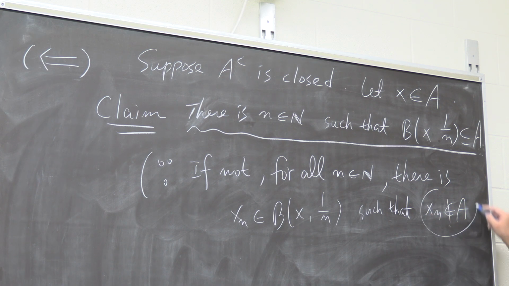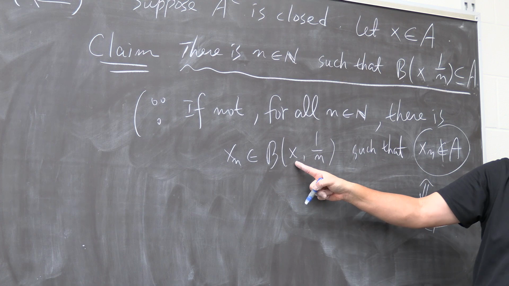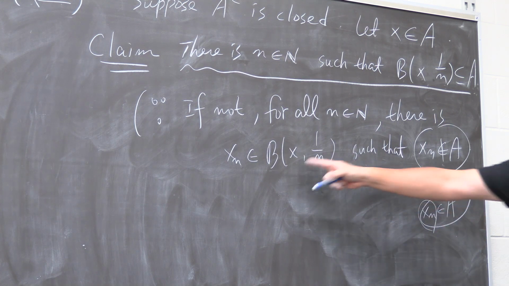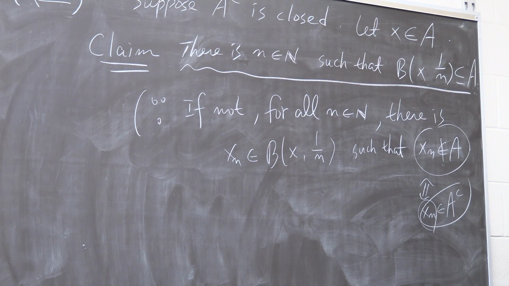Then x of n is not in A, so equivalently x of n must be in A complement. Then do we see some contradiction already? x of n is a sequence in the closed set A complement, converging to x, right? But where is x located? x is not in A complement; x is in A here. That's a contradiction to the closedness of A complement. Do you see that?